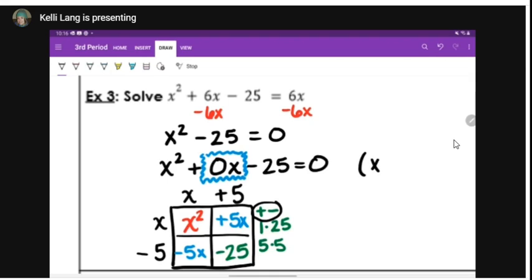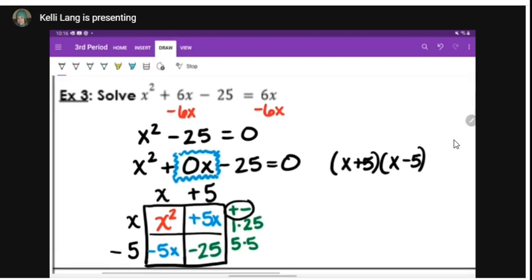We are going to rewrite our quadratic in factored form. So that would be x plus 5 times x minus 5 equals 0. And at this stage, you can split this up into two separate little equations, and you end up with two separate answers, x equals negative 5 and x equals positive 5.